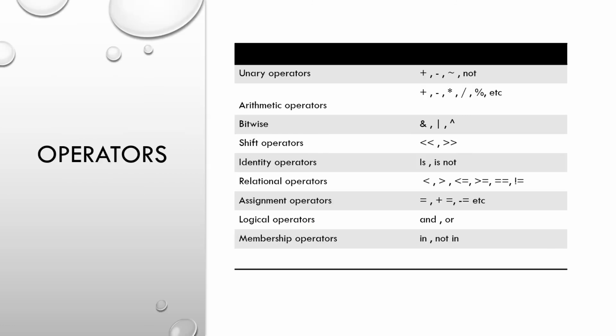So we just saw keywords and identifiers. Now we are going to see what operators are. If you see in the slide, I have highlighted different types of operators. Operators can be unary operators, arithmetic operators, bitwise operators, and relational operators.